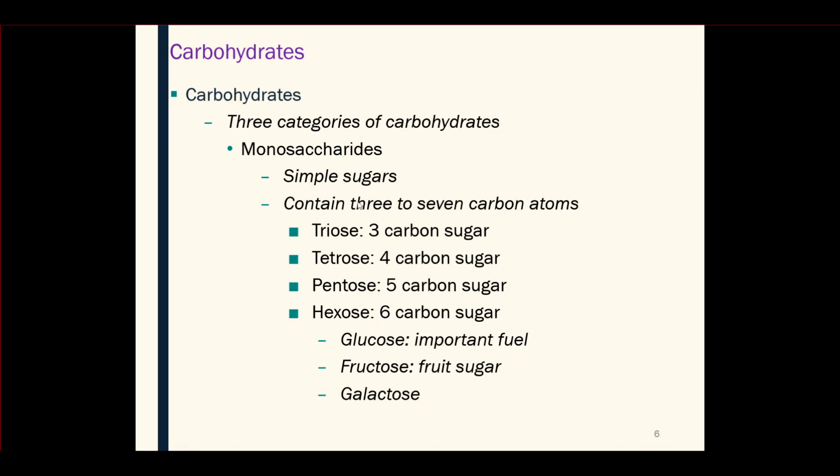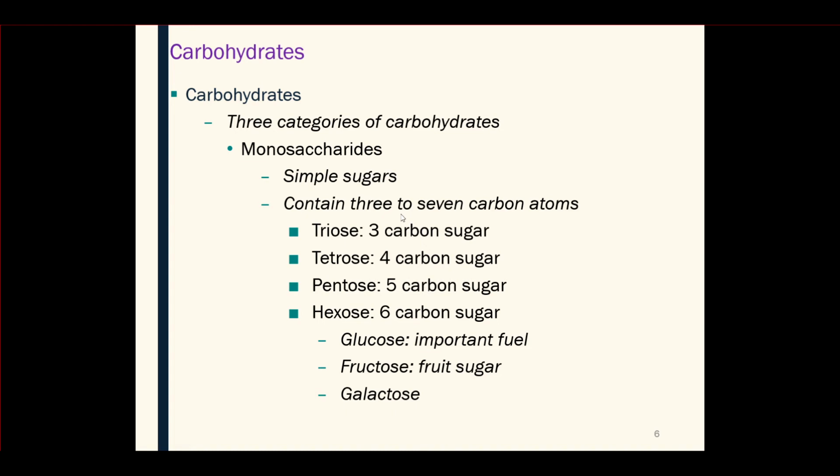So we can divide carbohydrates into three different categories. We're going to look at monosaccharides, disaccharides, and then we'll finish looking at polysaccharides. Monosaccharides are what we call simple sugars, right? They contain anywhere from 3 to 7 carbon atoms.